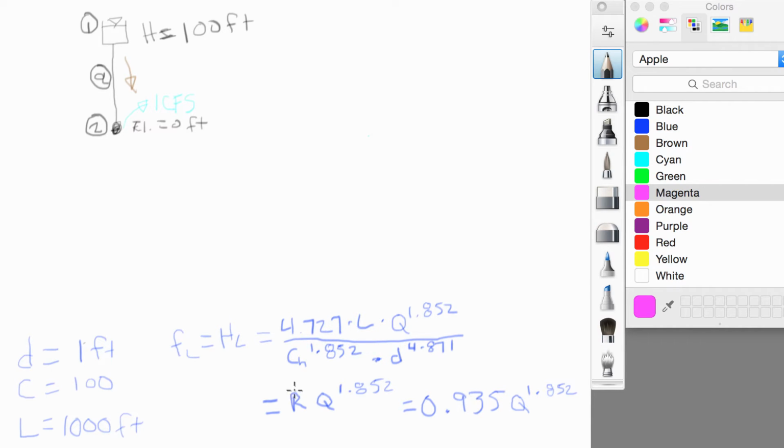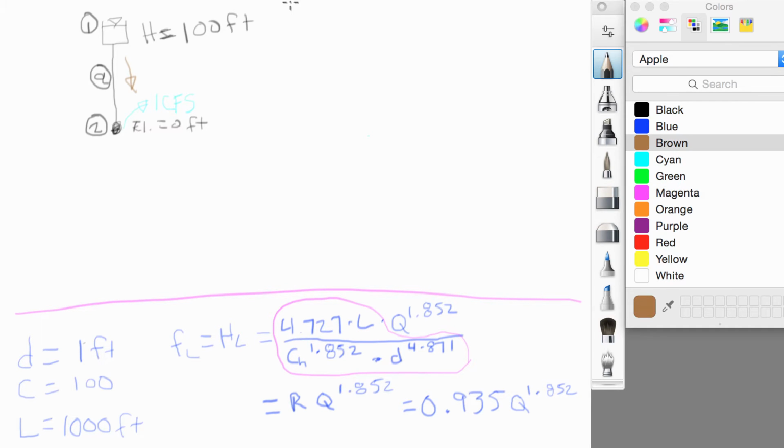And EPANET uses what's called a resistance factor. For pipe characteristics that stay constant, which are these here, we can actually combine these factors, and we only have to calculate those once right at the beginning of the simulation, and then the only variable would be the flow. So that's what we've done here. We've combined all this for these pipe characteristics. We call that a resistance factor R, and that works out to be 0.935 for these pipe characteristics and these units. Let's draw a line across here.